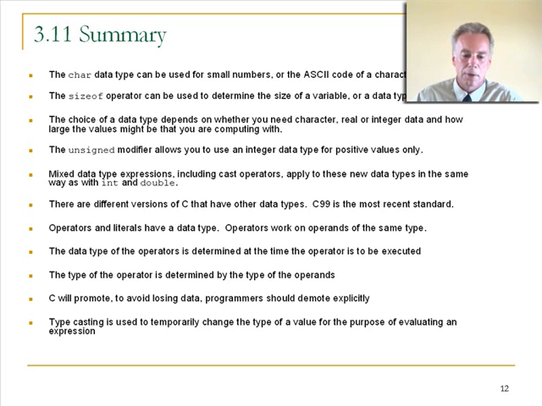So mixed data type expressions we looked at length, and we described the cast operators that can be used to temporarily change the value so that it will be computing in the data type that you need. And the best example is that if you have an integer division and you need it to happen in double, then you must upcast. Not only variables have a data type, but operators and literals also have a data type in C.